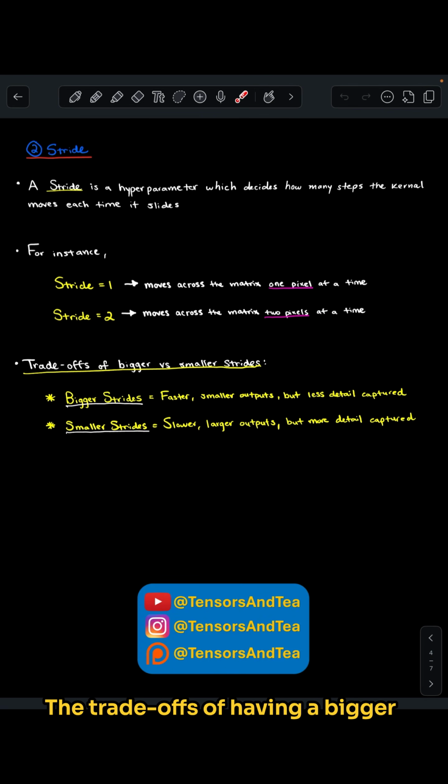The trade-offs of having a bigger versus smaller stride are as follows. For a bigger stride, we have faster, smaller outputs, but less detail is captured, and for smaller strides, we have slower, larger outputs, but we get more detail every time we do this.